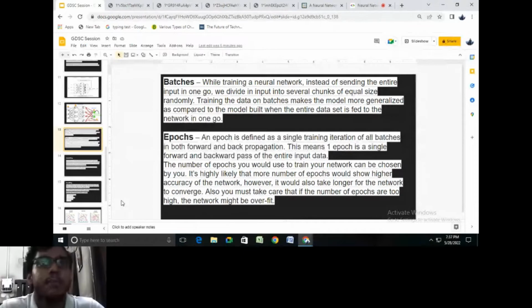And also, we should take care of the fact that if the number of epochs is too high, then the network might overfit. So this is where we come to another term which we call overfitting.